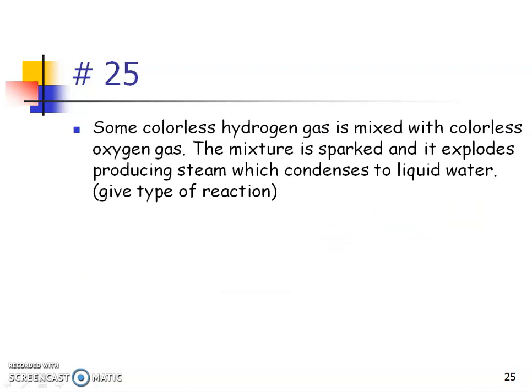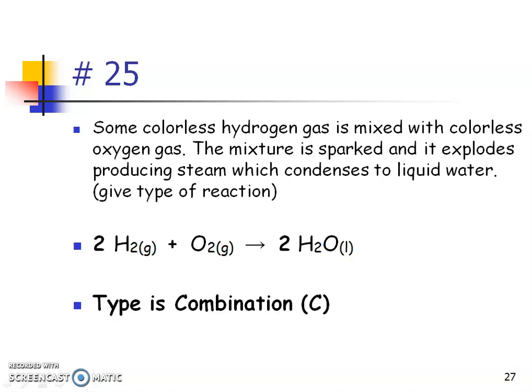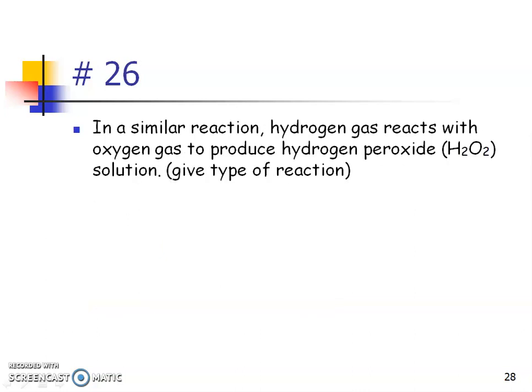Here's number 25. And you should have paused and come up with those. And now you should have paused and come up with a balanced chemical equation and a type. Number 26. Again, you should have paused and come up with that.